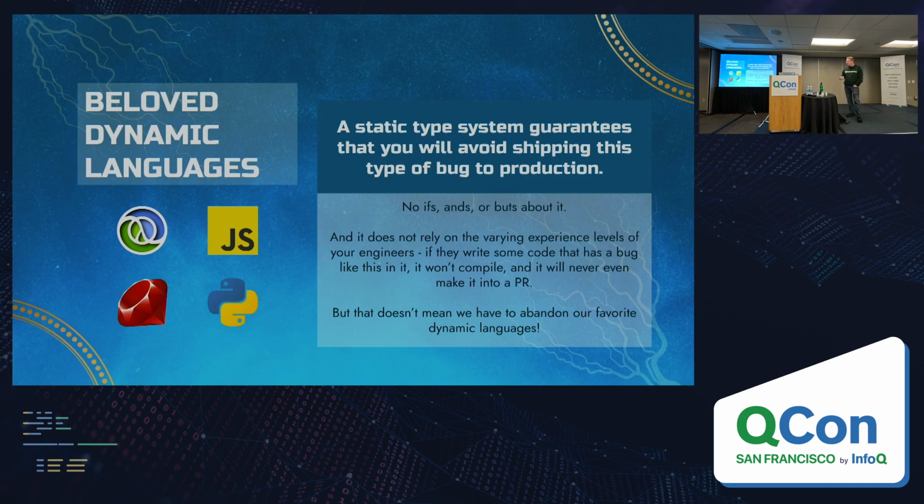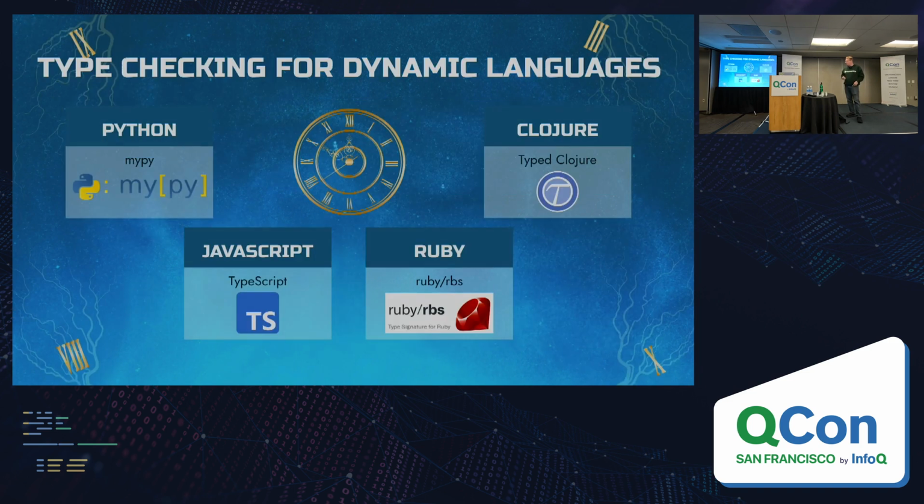But that doesn't mean that we have to abandon our favorite dynamic languages. Pretty much all of these languages have added opt-in tools that you can use to get static analysis and static typing. Python has MyPy, JavaScript, obviously TypeScript, is becoming much more popular over the last 5 years or so. Ruby has a system called RBS. Clojure has several things, including Typed Clojure.